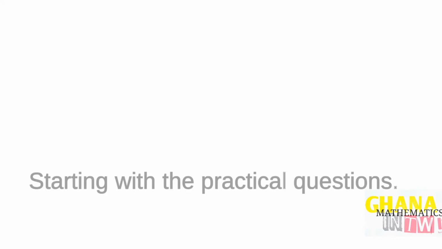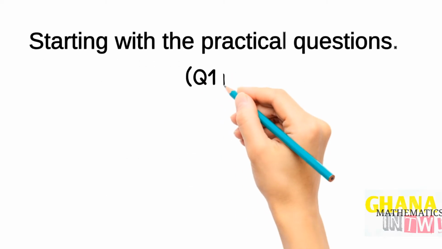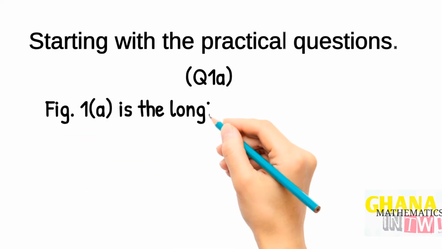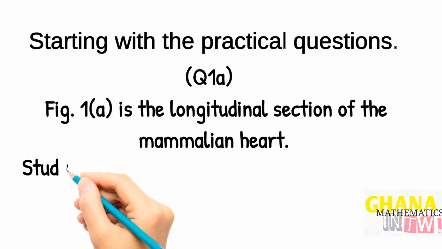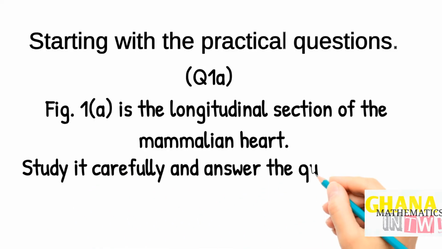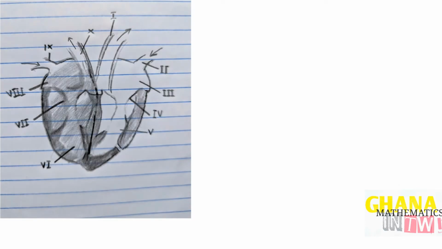This is the original question that was written last week. So let's start with the practical question. Question 1A reads: Figure 1A is the longitudinal section of the mammalian heart. Study it carefully and answer the questions that follow. So we are to study the longitudinal section of the mammalian heart.